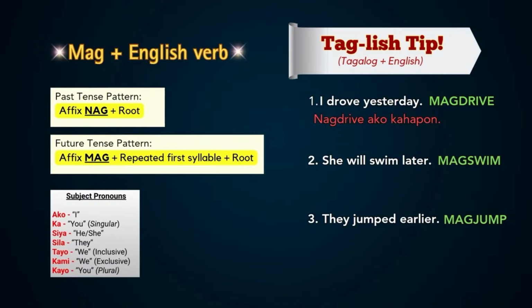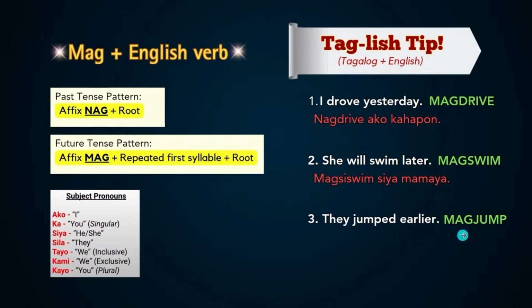Alrighty, for number 2, she will swim later. If I told you to use mag swim, it would be magsiswim siya mamaya. So again, for the future tense conjugation of a mag verb, it's mag plus the repeated first syllable plus the root. Magsiswim siya mamaya. She will swim later.